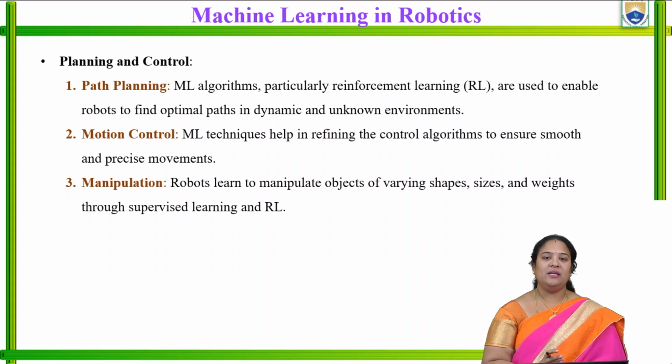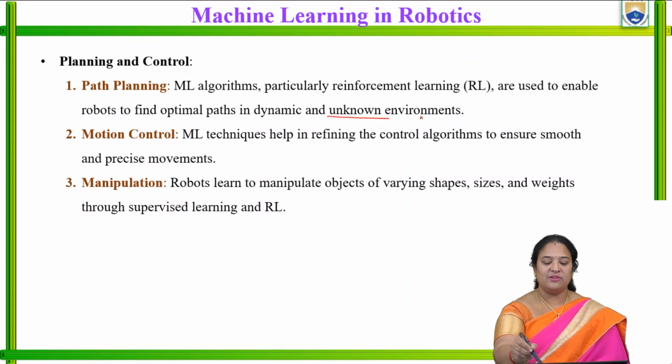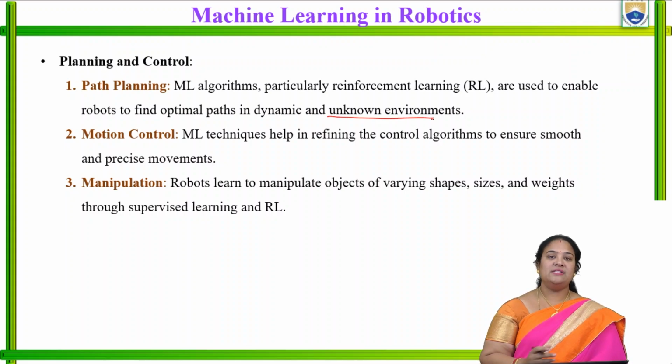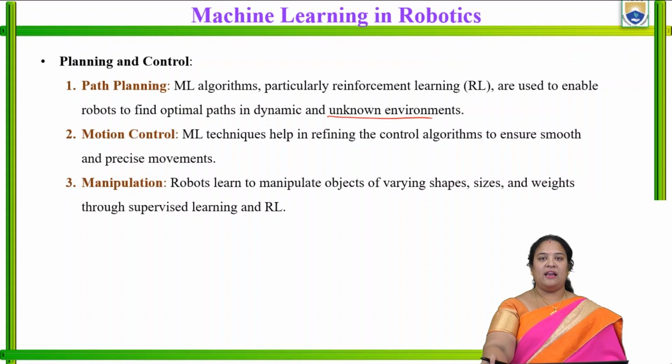That is, when the AI algorithm is being written, or when a particular reinforcement learning algorithm is being written and imparted in the robot, it should opt for a path in a dynamic as well as unknown environment. In such a way, we need to write an algorithm for the robot.